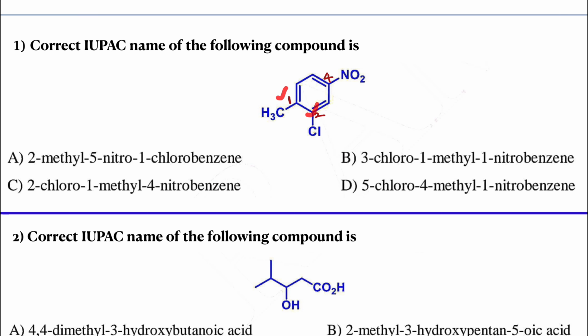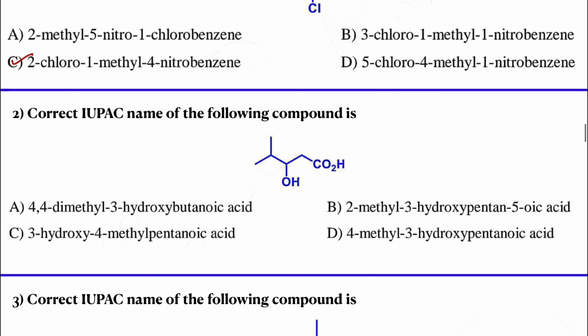So 1, 2, 4. If you start from here and move clockwise or anti-clockwise, or you start from here and move clockwise or anti-clockwise, you will get different combinations. After taking all the combinations, it is very clear that the methyl containing carbon is the first carbon. Then only alphabetical order: this is chloro, this is methyl, and this is nitro. So the name of the compound will be 2-chloro-1-methyl-4-nitrobenzene. So the answer will be C.